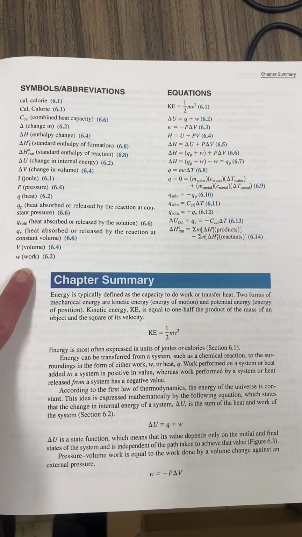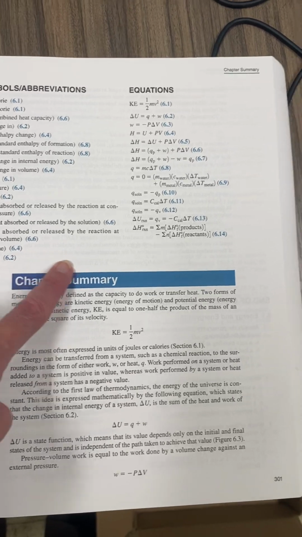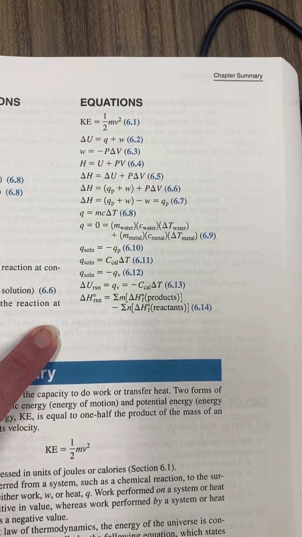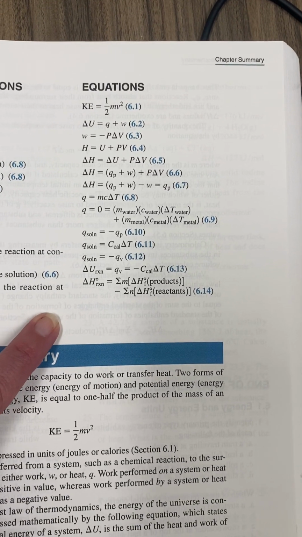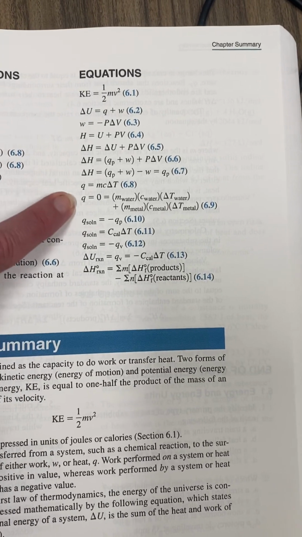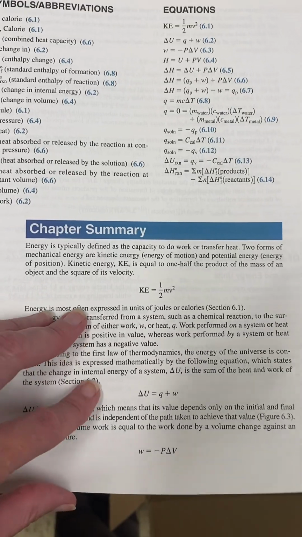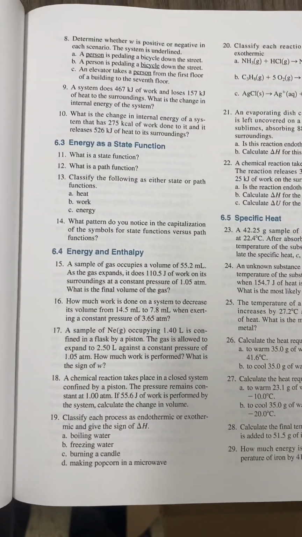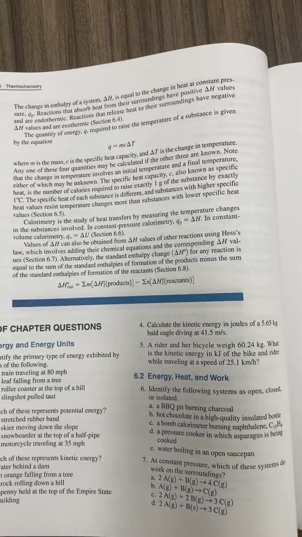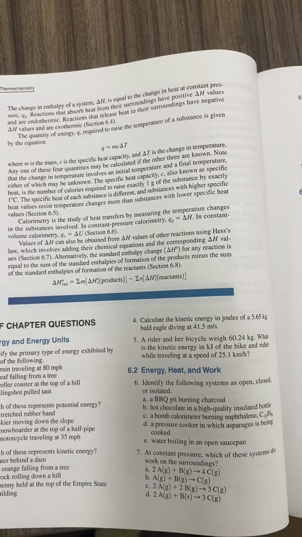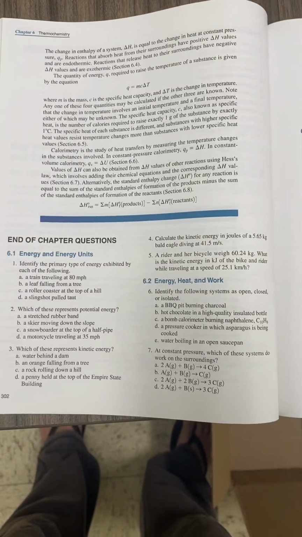There's abbreviations, what they mean, where they are at. This is really useful. It shows the equations that were used in the chapter. Do you understand where all of those equations come from and how to do those? It gives a chapter summary to break down that chapter. So it shows what the most important part of that chapter is. And then there's the end of chapter questions.